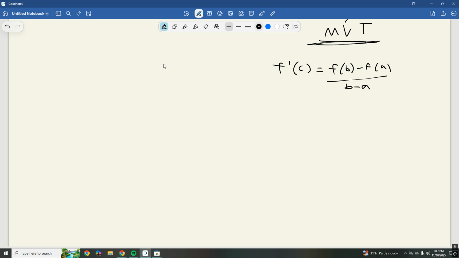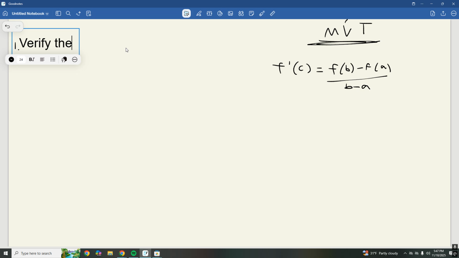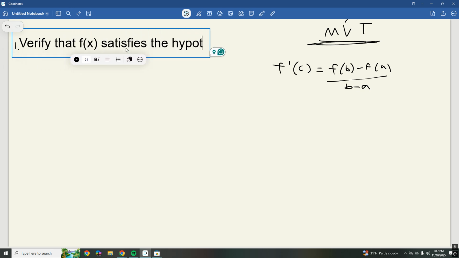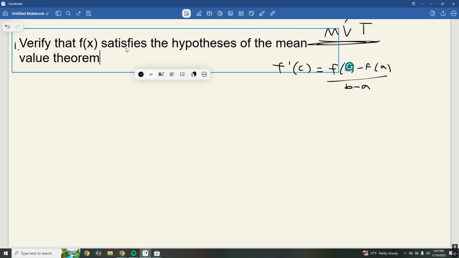So the most common question deals with every single thing that it'll ask you. It'll be different variations, but this will be basically the one. I will actually just write this out. It says, verify that f of x satisfies the hypothesis of the mean value theorem on this interval.